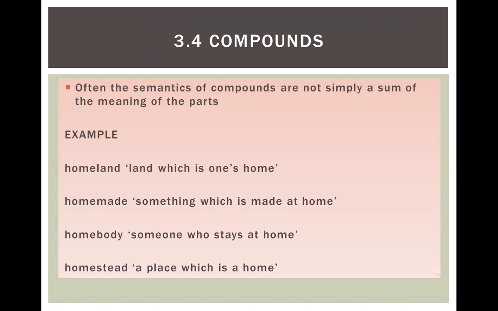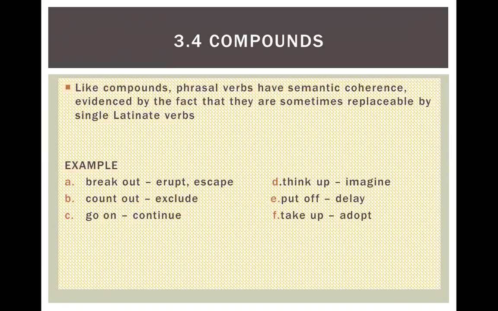For example, homeland means land which is one's home. Homemade means something which is made at home. Homebody means someone who stays at home, and homestead a place which is a home. Like compounds, phrasal verbs have semantic coherence, evidenced by the fact that they are sometimes replaceable by single Latin verbs. For example, break out means erupt and escape. Count on means rely. Think up means imagine. Put off means delay. And take up means adopt.